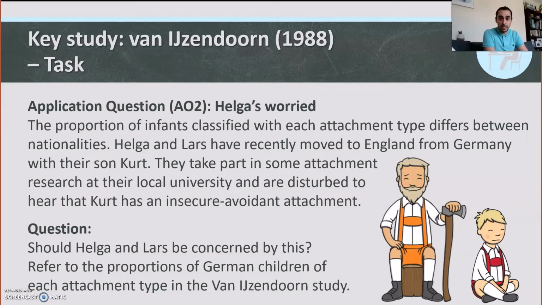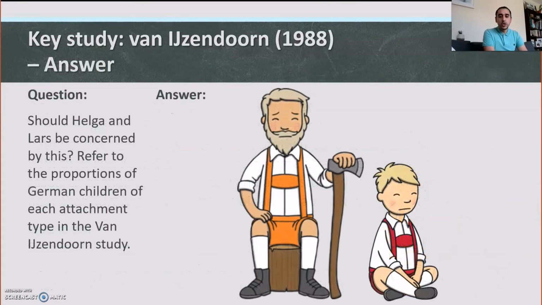Okay, should they be worried? Yes or no? Explain your reason for that. Give yourself 5 minutes, write your answer down, okay? Don't do it in your head. The exam isn't done telepathically. You need to write your answers down. Practice writing them in exam style, okay? Give yourself 5 minutes. That's how long you'd have in the exam, right? Give that a go, and I'm going to go through the answer now. Should Helga and Lars be concerned by this? Refer to the proportions of German children of each attachment type in the Van Ijzendoorn study.